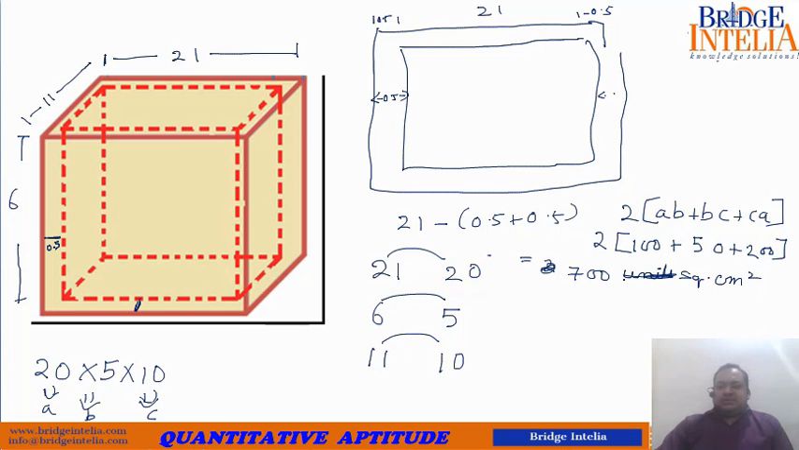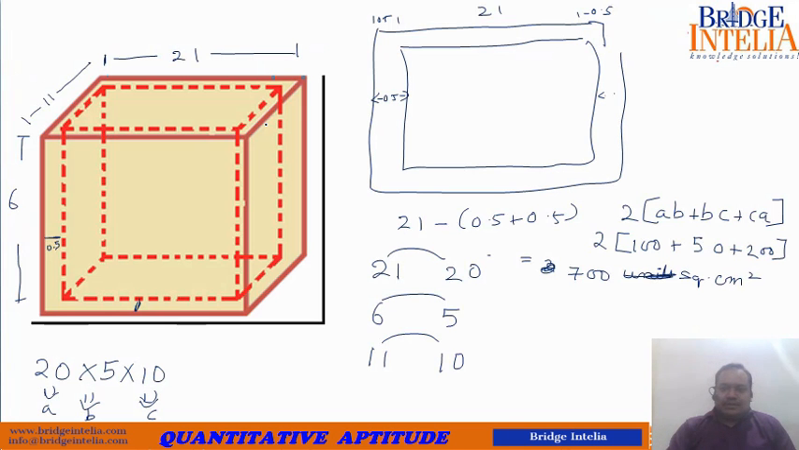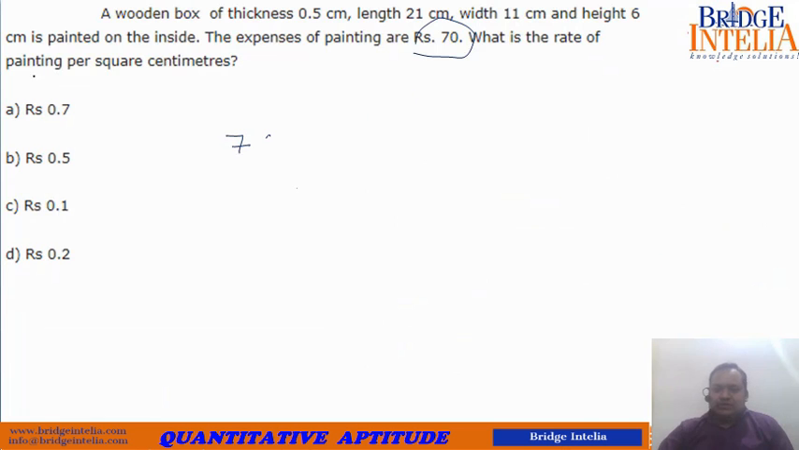So this much got painted. Now what is the question? The expense of painting is rupees 70. That means 700 square centimeters have been painted. So to paint 700 square centimeters, this guy has charged rupees 70.